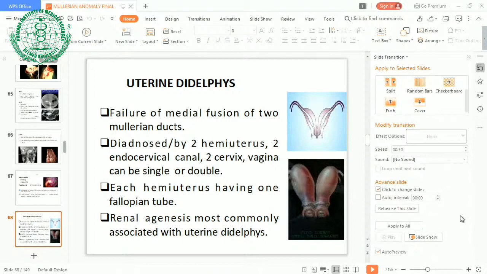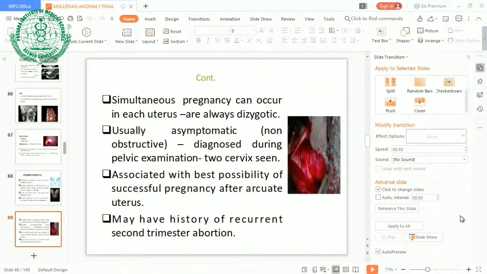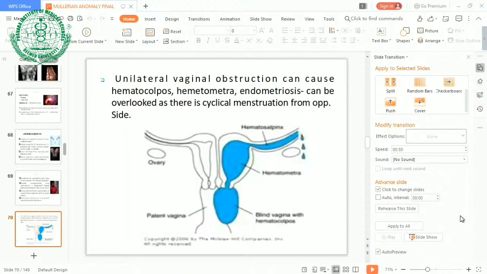Each hemiuterus has one fallopian tube. Renal agenesis is most commonly associated with uterine didelphys. Simultaneous pregnancy can occur in each uterus, always dizygotic, usually asymptomatic, non-obstructive, diagnosed during pelvic examination when two cervices are seen, associated with the best possibility of successful pregnancy after arcuate uterus, may have a history of recurrent second trimester abortion. Unilateral vaginal obstruction can cause hematocolpos, hematometra, endometriosis, and can be overlooked as there is cyclical menstruation from the opposite side.